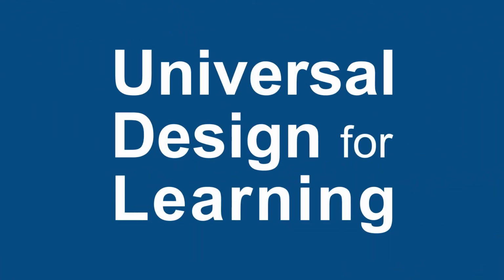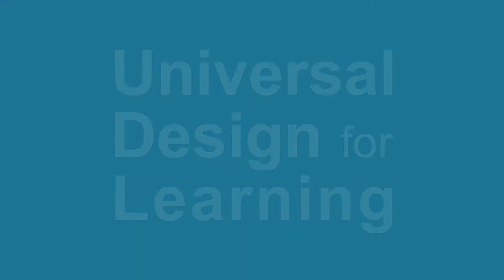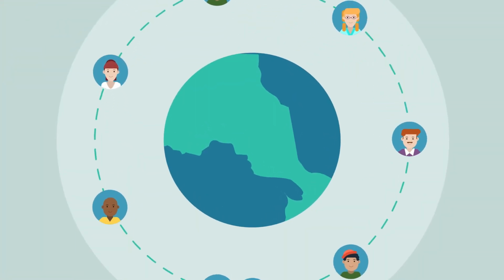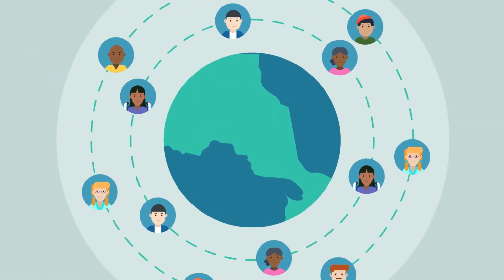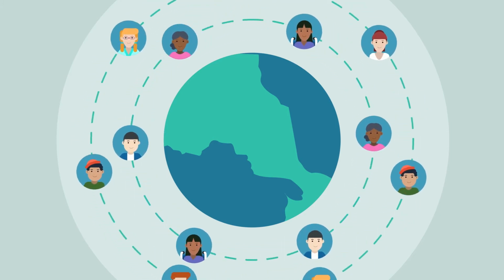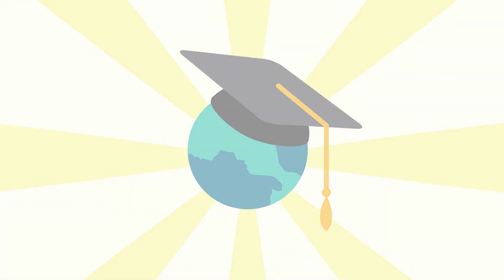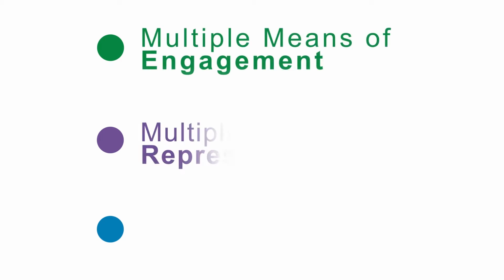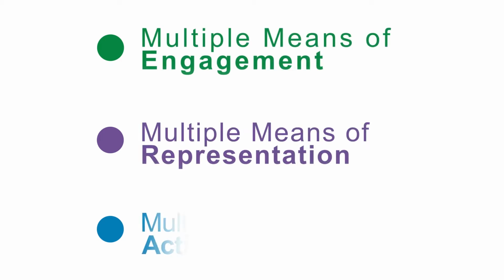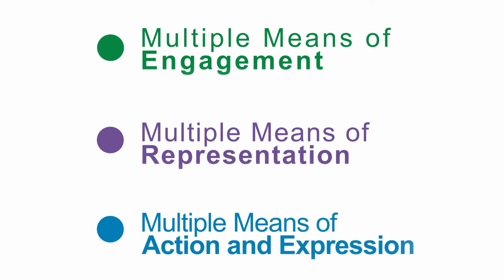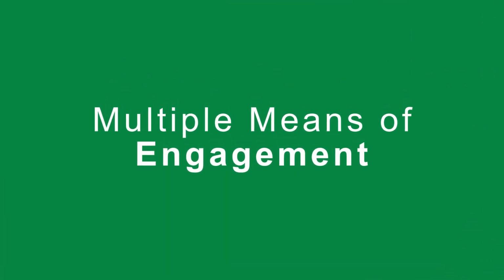Let's explore one principle of universal design for learning. Universal design for learning is an approach that embraces all learners. The goal of universal design for learning, or UDL, is to reduce or remove barriers to learning and increase access for all learners. UDL provides three principles: multiple means of engagement, multiple means of representation, and multiple means of action and expression. This short video will explore the principle of multiple means of engagement.